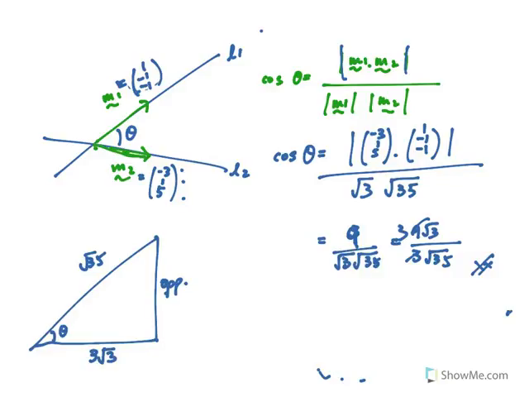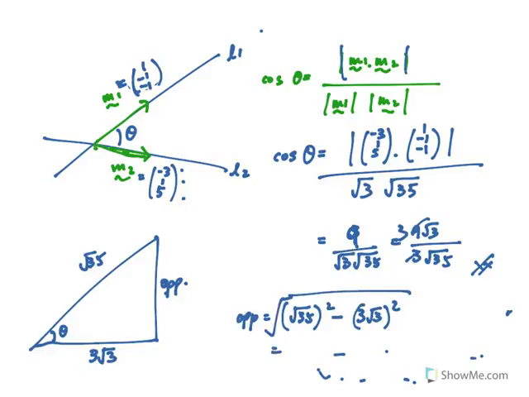So you can maybe call this the opposite side. Opposite side is just equal to the square root of 35 squared minus (3 root 3) squared, right? So you have 35, and this is 9 times 3, 27, right? So it's just 8. And with that, we know that this is square root 8.